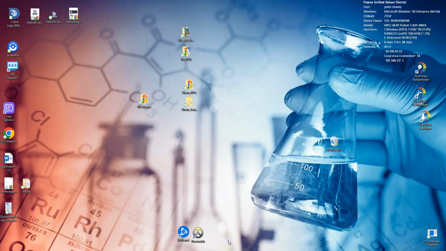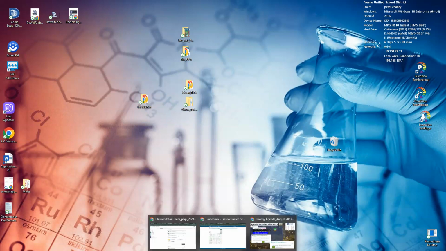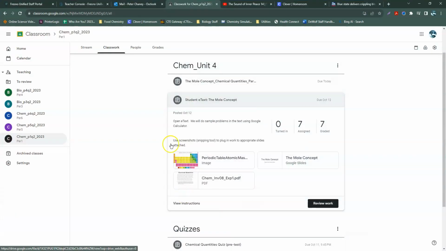This one has to do with the lesson on moles. Not the animal, but the moles where we measure stuff in chemistry. So the first assignment that we did involving this was right here. It was an e-text thing that we did.